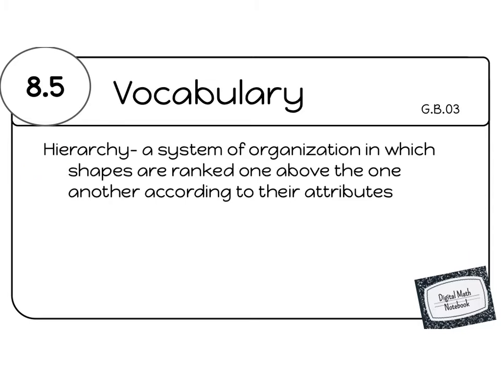All right, friends, today's lesson has a vocabulary word. Our vocabulary word today is the word hierarchy. You pronounce it like this, hi-er-archy. A hierarchy is a system of organizing in which shapes are ranked one above the other according to their attributes. You saw an example of this in yesterday's lesson where we started at the top with a quadrilateral and then each attribute like sides or angles helped us give it a more specific name. Pause now to type the vocabulary word into your digital math notebook.